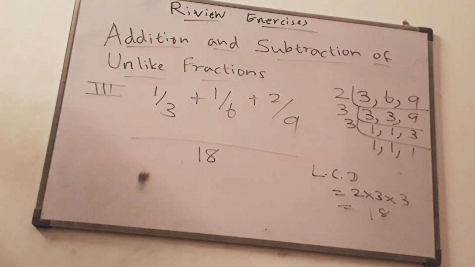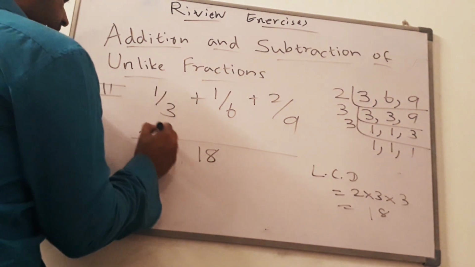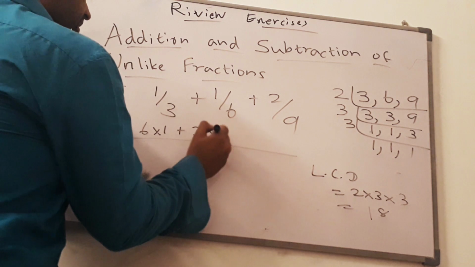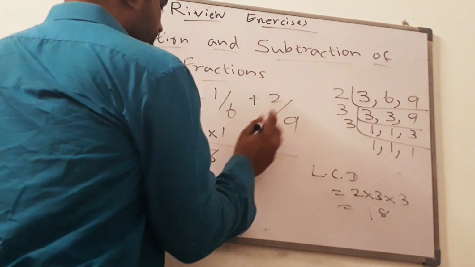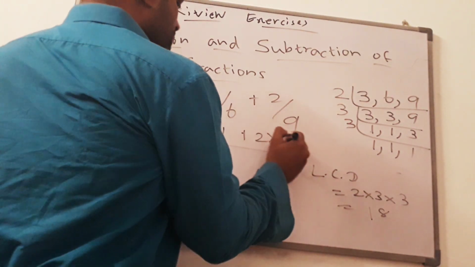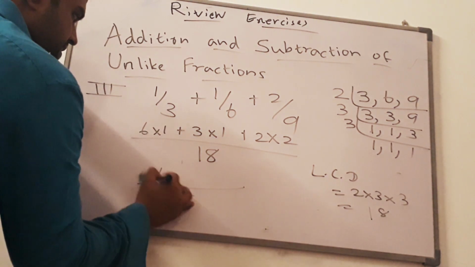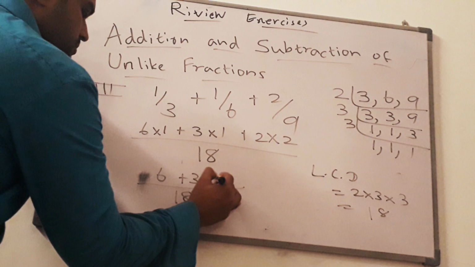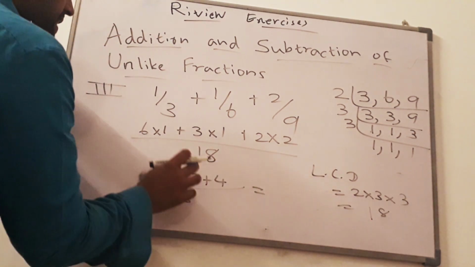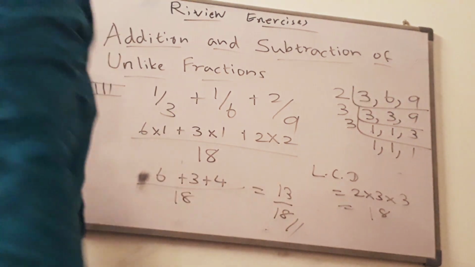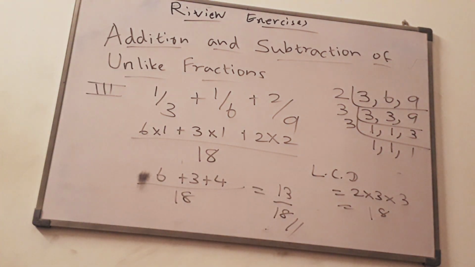Now we have to check how many 3's are there. How many 3's? 6. 6 times 1 plus how many 6's? 2, 3. 3 times 1. Then how many 9's? 2 9's. 2 times 2. So 6 times 1 is 6. 3 times 1 is 3. 2 times 2 is 4. So it will be 6 and 3, 9, 4. 13 out of 18 is our answer. Further we can't simplify. So this is the simplest form as well.